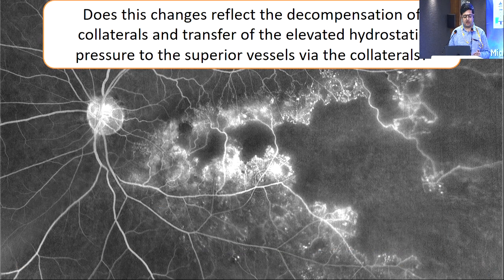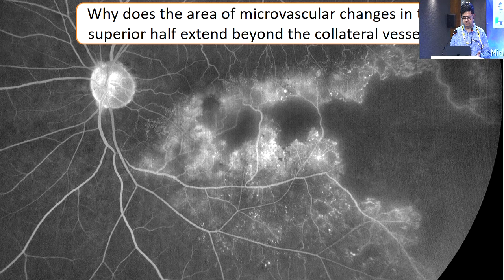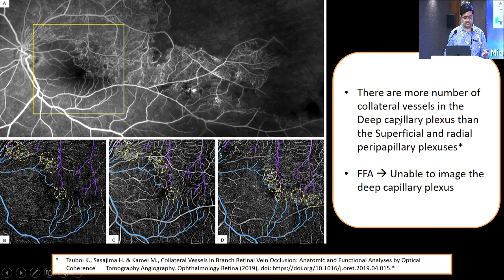Another question that popped up was, do these changes reflect the decompensation? However, I could not get an answer in the literature for the very same. And if we see over here, beyond the area of microvascular abnormalities, why are these changes in and around this area where there are no microvascular collaterals? So just a final slide. Here the OCTA helps us.